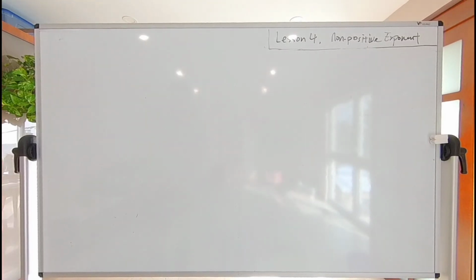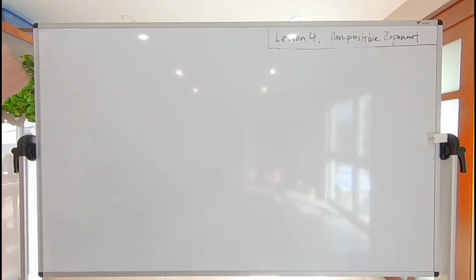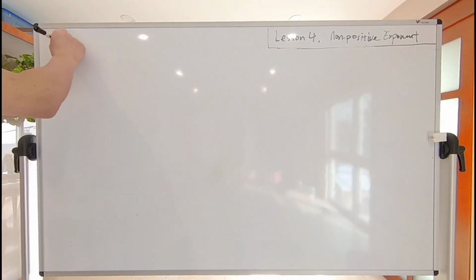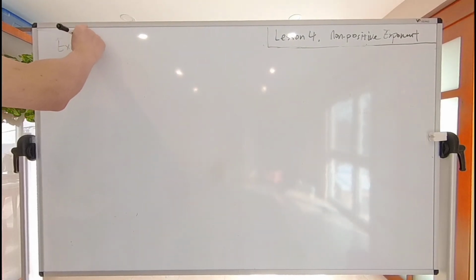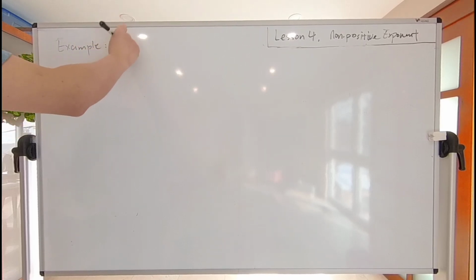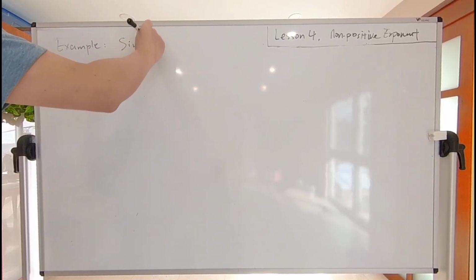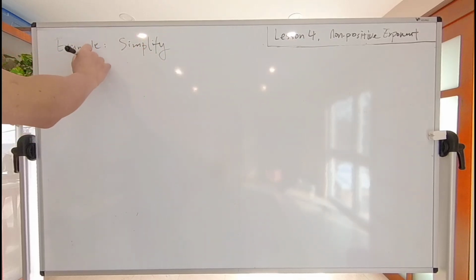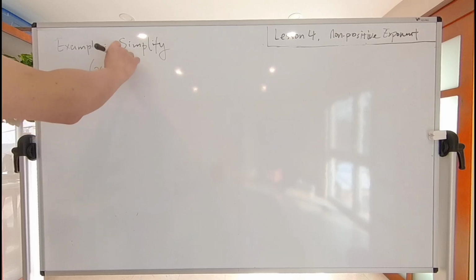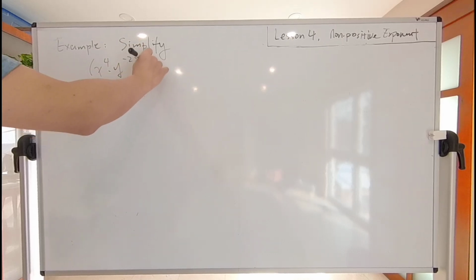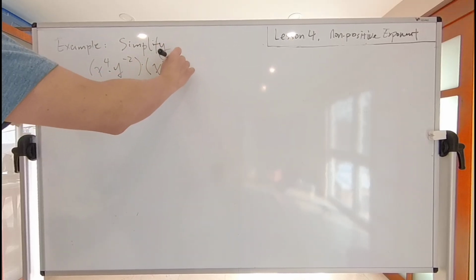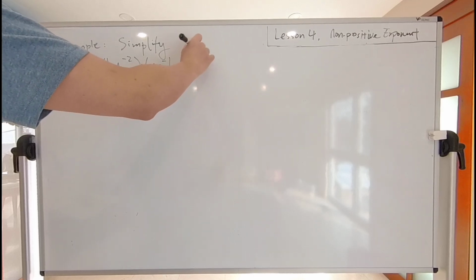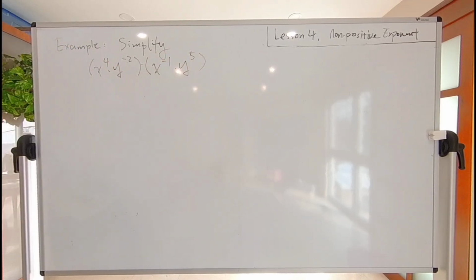Okay, let's check 2 more examples to complete this lesson. The next example is to simplify x to the fourth, y to the minus 2, times x to the minus 1, y to the fifth. Okay, to simplify this expression.